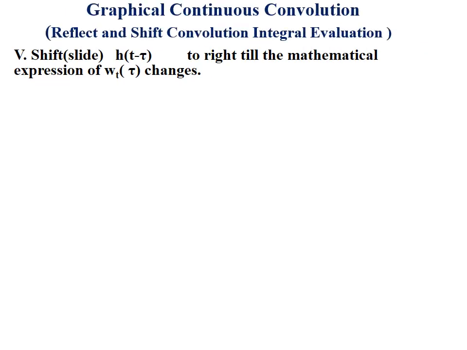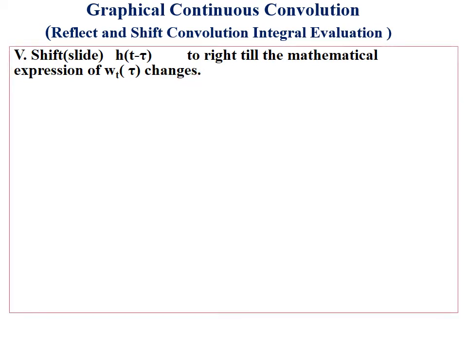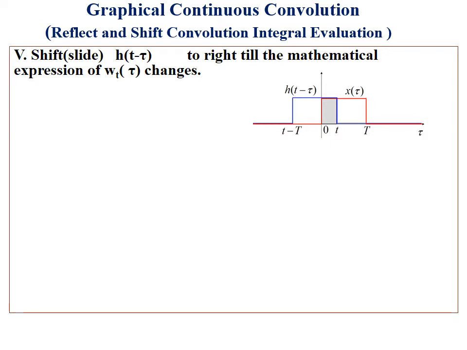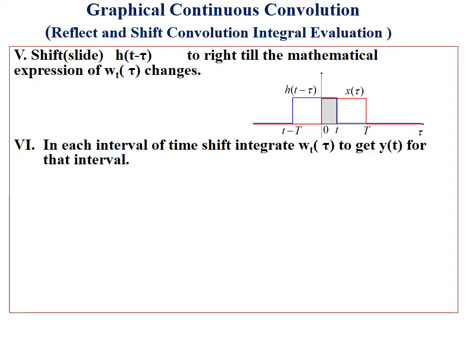The next process is more significant in the sense that we need to shift, move or slide h of t minus tau to the right till the mathematical expression of w t of tau changes. This is as shown here. The signal has been shifted to the right and we can see that at some time t, when t is greater than 0, there is a small overlap, which means there is a small resultant change in the area. This is the interval that we are looking for, and this is the area that needs to be computed, shaded in blue. In each interval of time, shift and integrate w t of tau to get y of t for that interval.